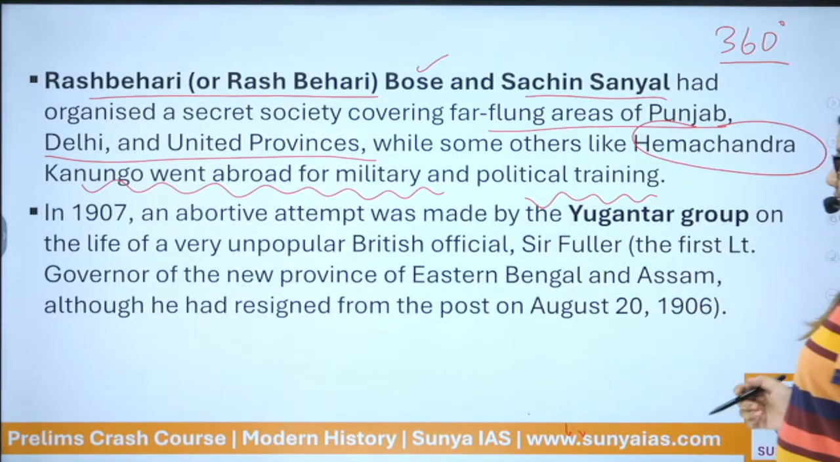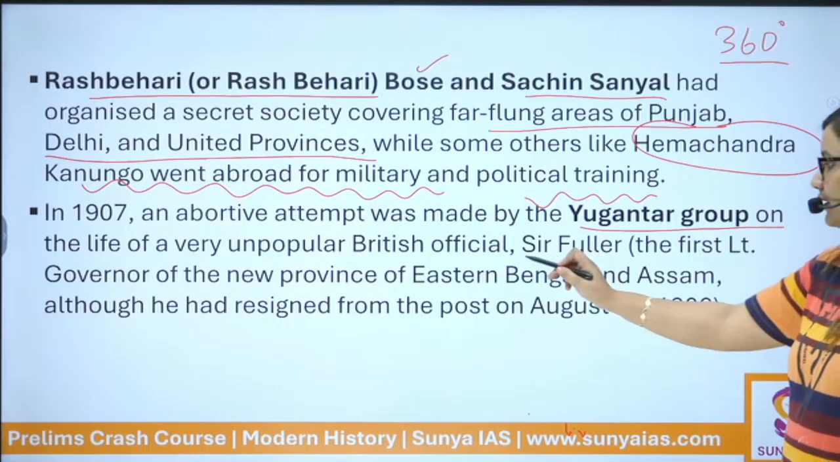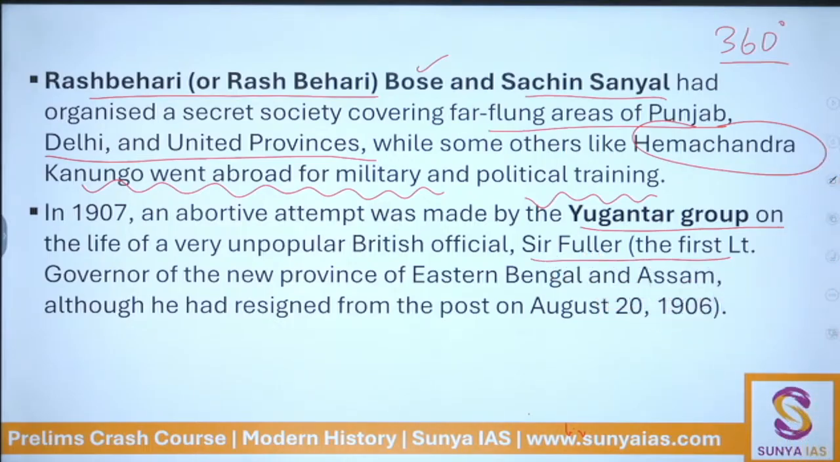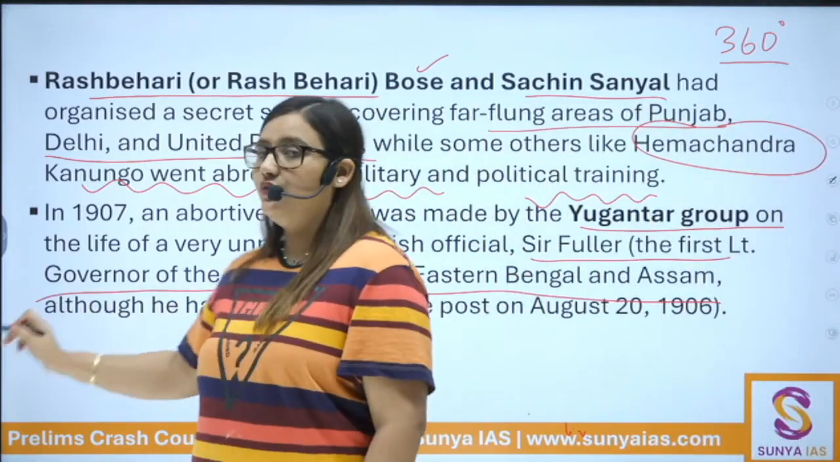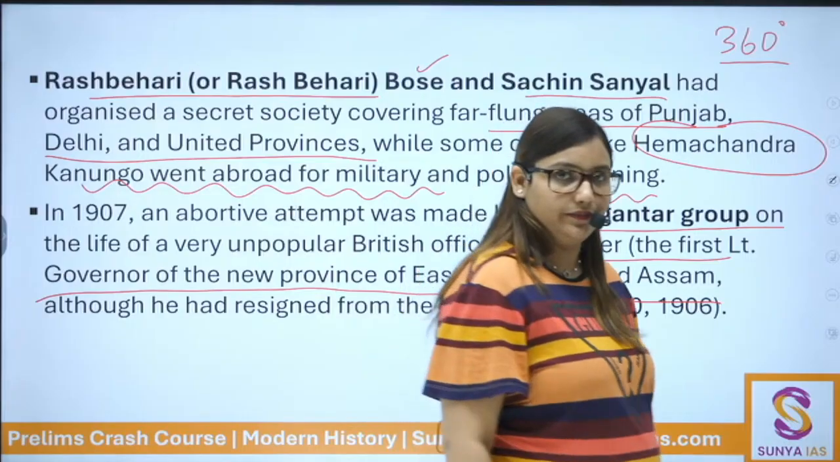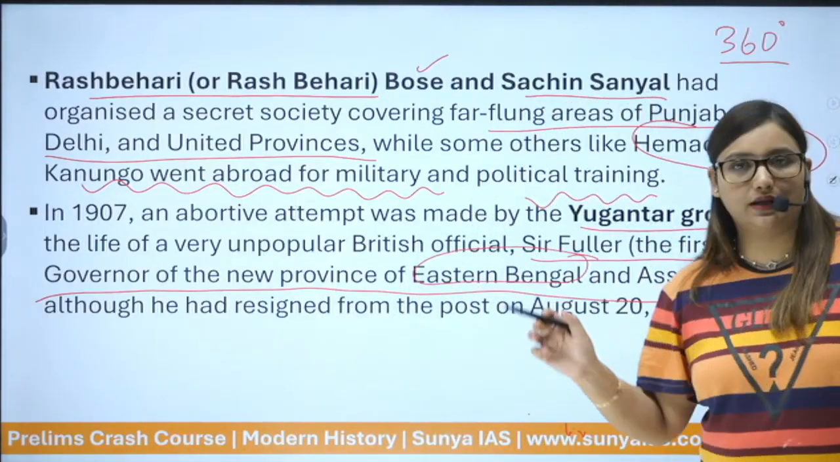In 1907, an abortive attempt was made by the Yugantar Group on the life of a very unpopular British official, Sir Fuller. They wanted to kill this person, but they were not able to do it. Sir Fuller was the first lieutenant governor of the new province of East Bengal and Assam, which is in East Bengal, which is Bangladesh now.